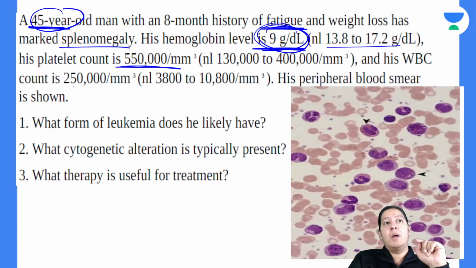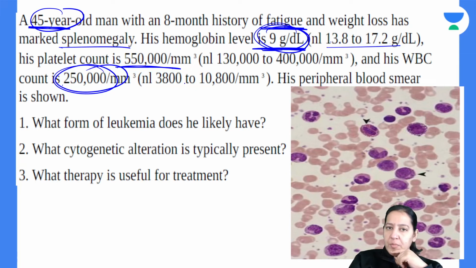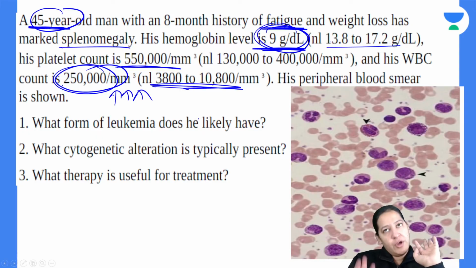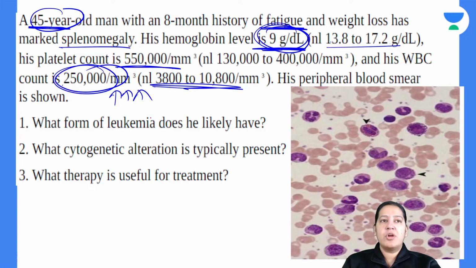It is normal. And see the WBC. WBC is 2,50,000. What is the normal range of WBC? It is 4,000 to 11,000. So it is abnormally raised. Now you have to tell me three answers. Three questions. It is not an MCQ. I'm not giving you the options. Three questions, three answers. The first question, see the image and tell me the type of the leukemia.